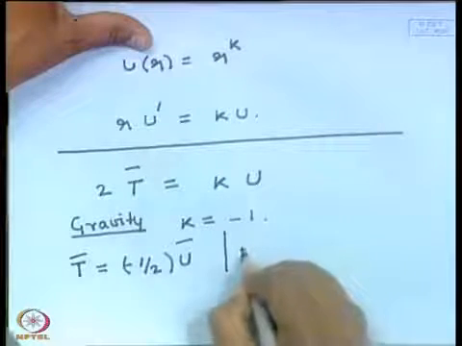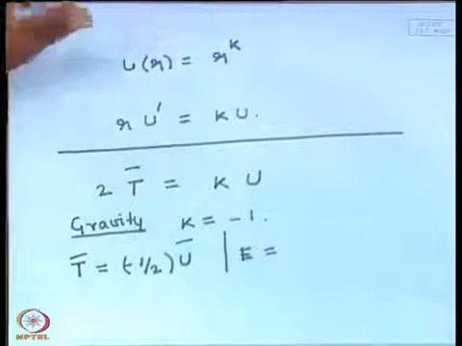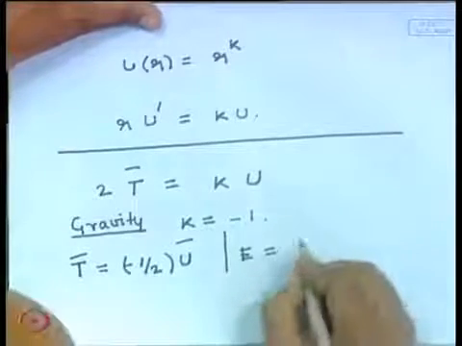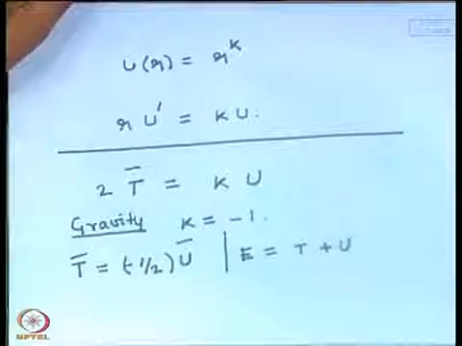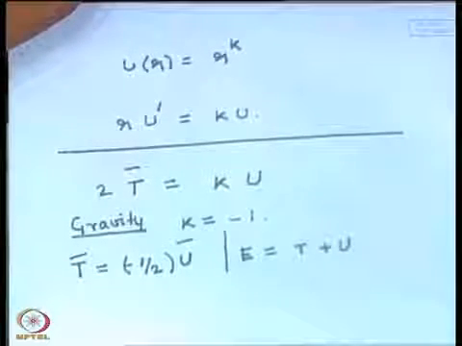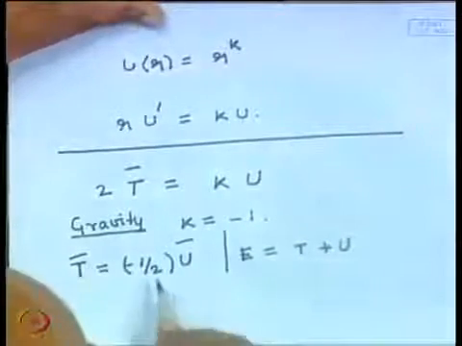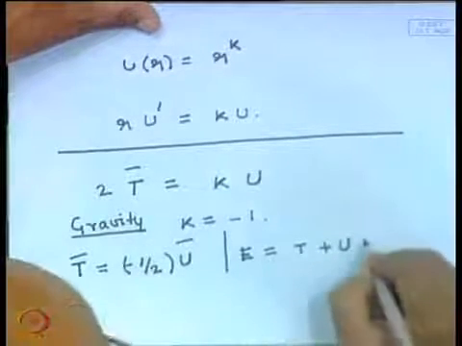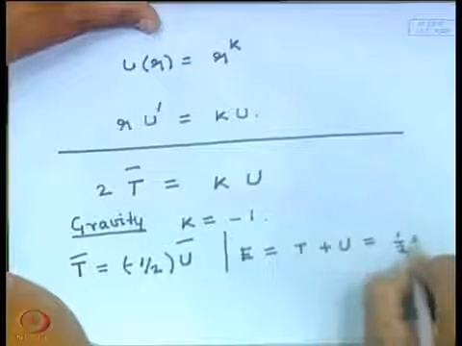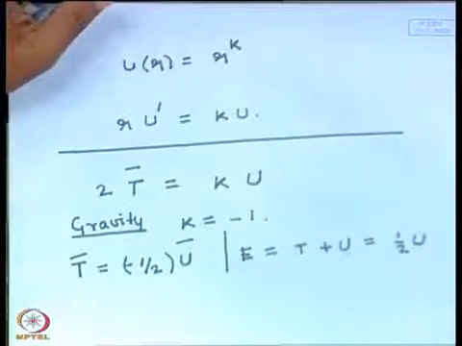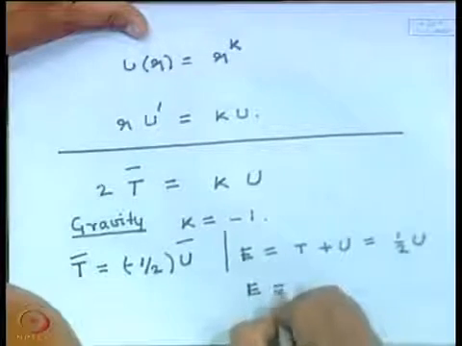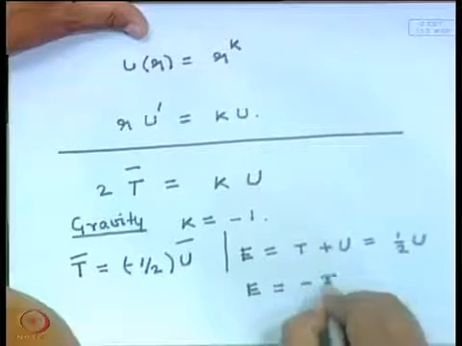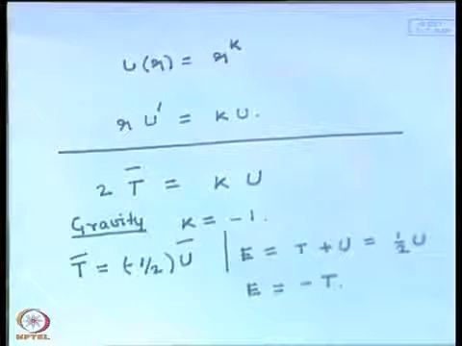Okay. The total energy also can be calculated. The total energy, which is a conserved quantity, so the time average is not important. The total energy is T plus U. So, the total energy, with T equal to minus half U, is equal to half the potential energy, right, or the total energy is equal to minus the kinetic energy for bound orbits.